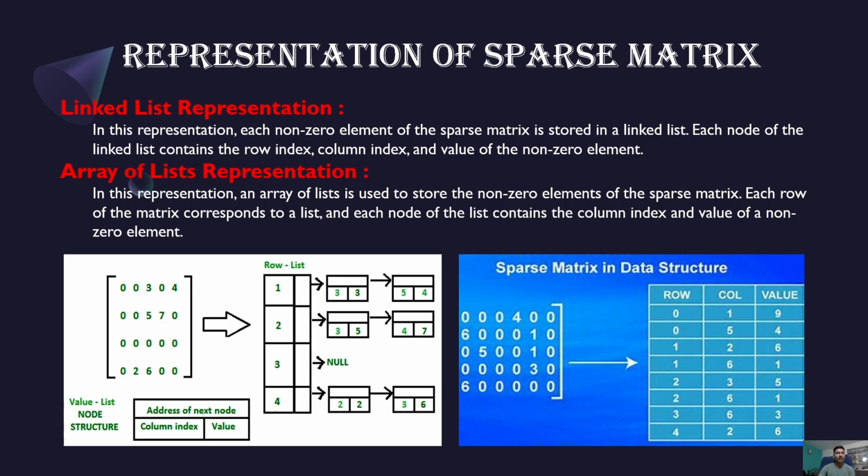Array of lists representation. In this representation, an array of lists is used to store the non-zero elements of the sparse matrix. Each row of the matrix corresponds to a list, and each node of the list contains the column index and the value of the non-zero element.